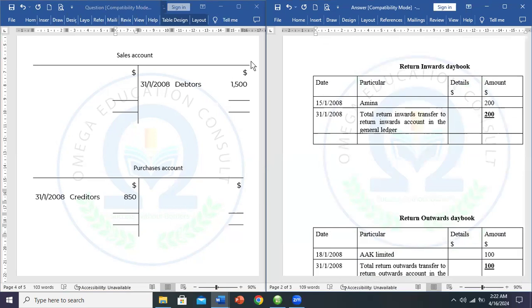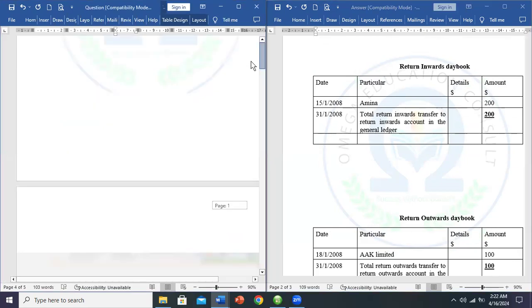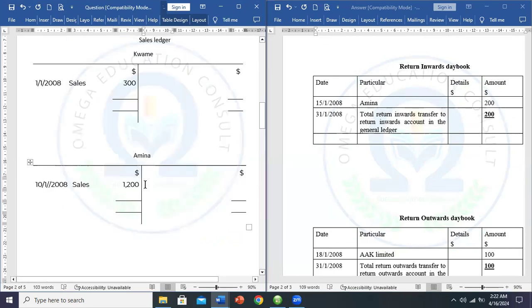So we go to our sales ledger where we have Amina's account already there, and we are going to credit Amina for that return invoice. So I'll put down the date, 15th January 2008. Narration will be return invoice, 200. And then we have to post the total also to the return invoice account in the general ledger.